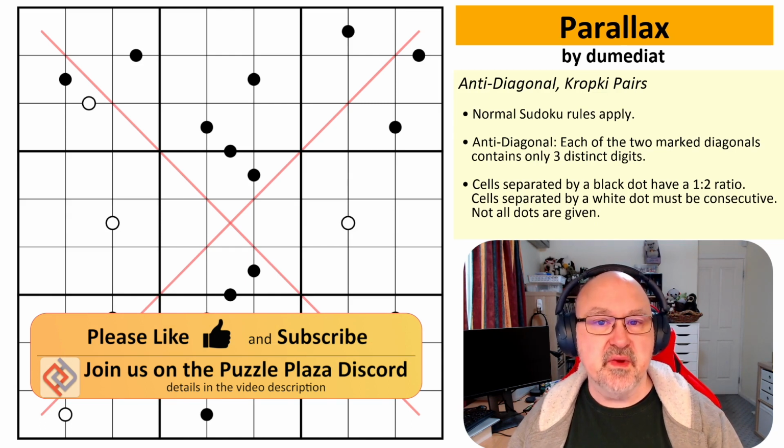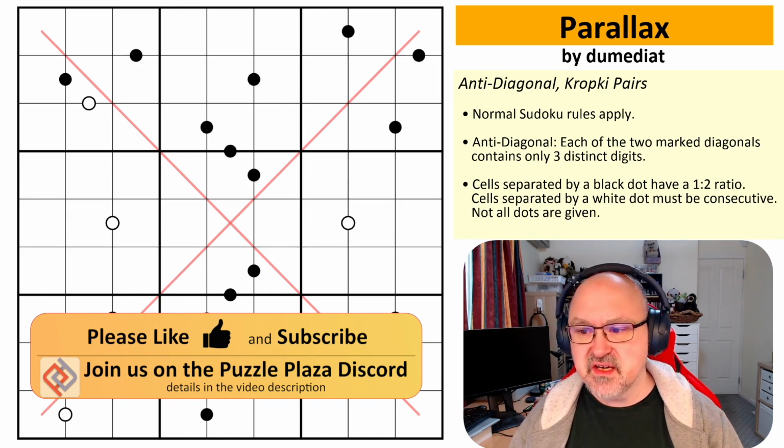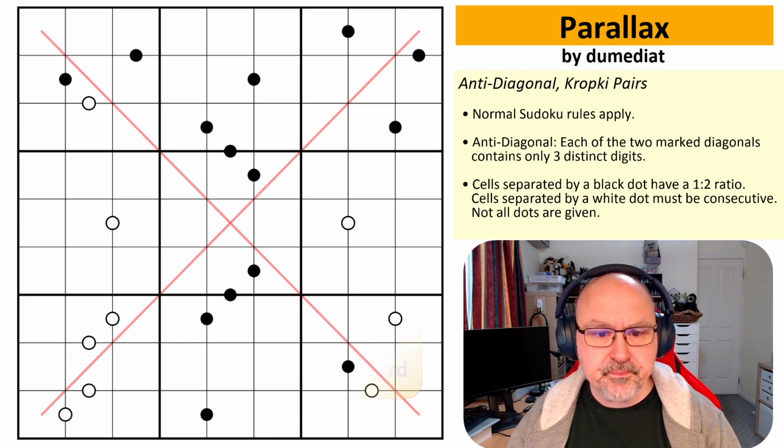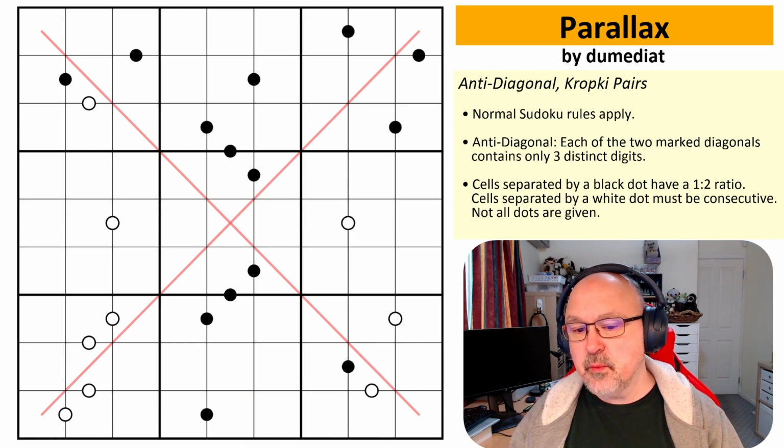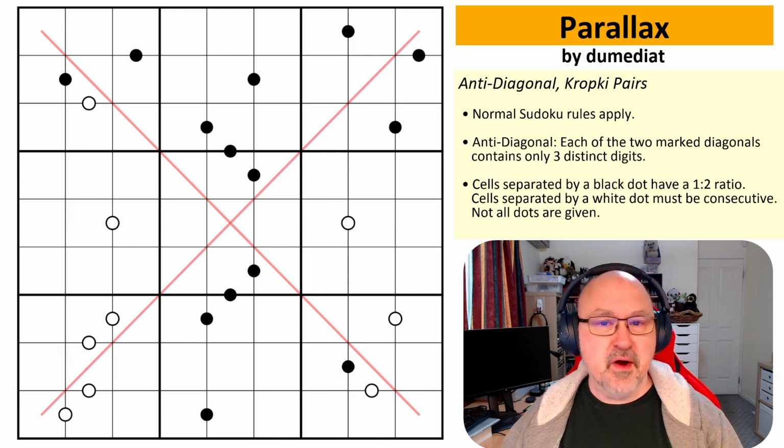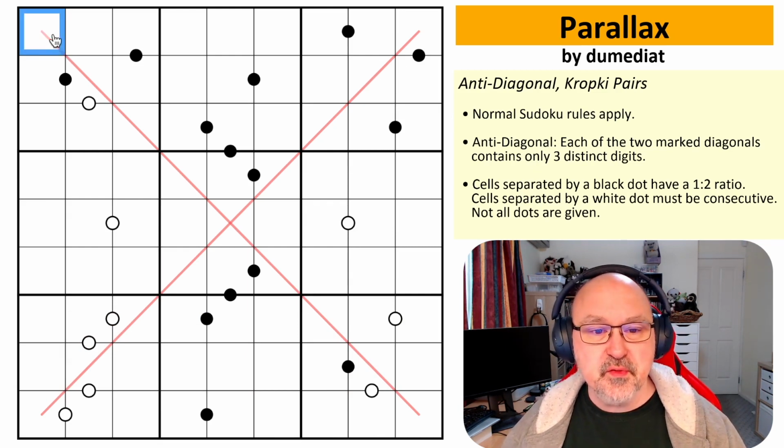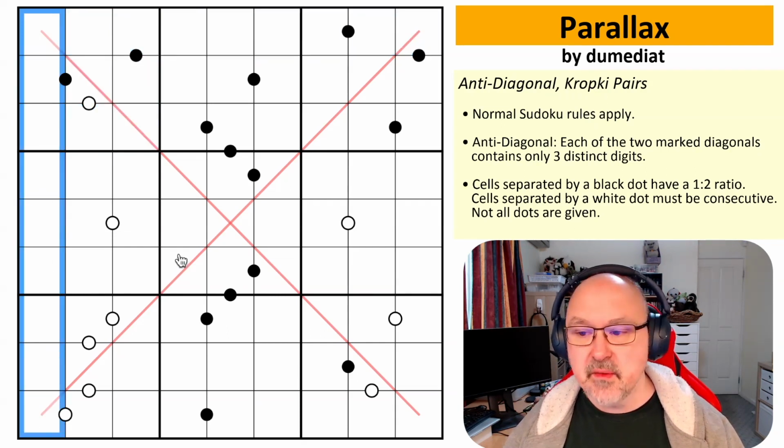But yeah, I'm under a bit of time pressure, so let's just get straight to the puzzle. Parallax by dumediat. So, this puzzle is a little bit weird. I'll get to the rules. Normal Sudoku rules apply: in every box, in every row, and in every column, the digits 1 to 9 must be placed without repetition.